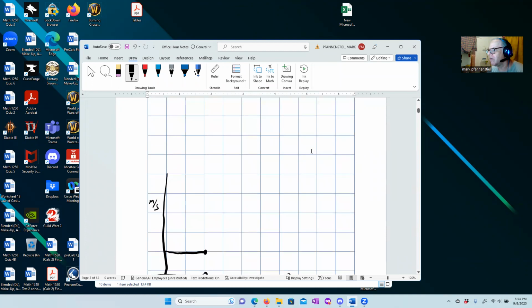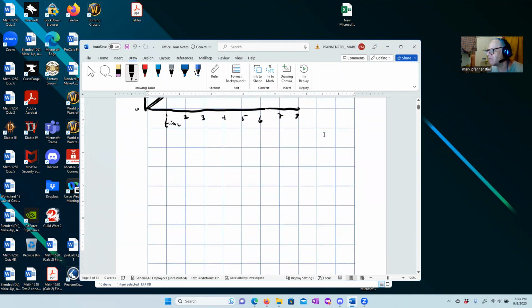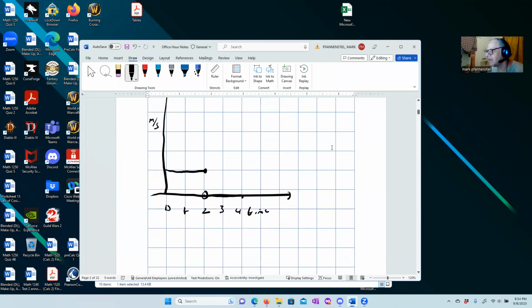So what were our values here for time? Time was between seconds 5 and 6. 2, 3, 4, this will be 5. That's between 5 and 6. We went down to -1. So here we were at 0, now we are at -1.